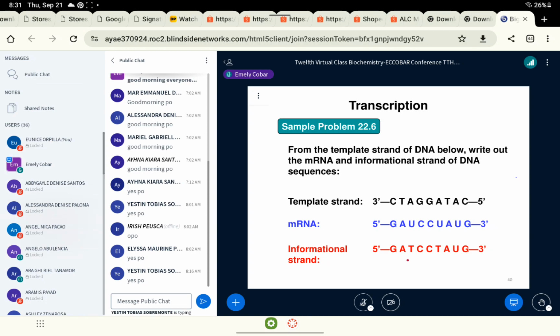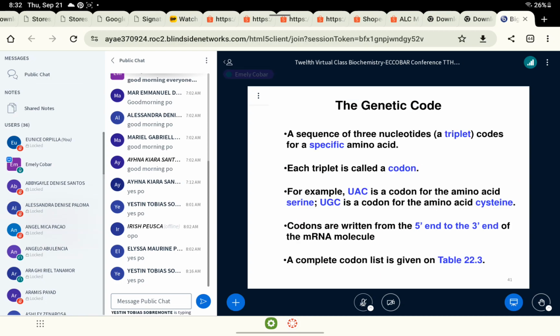Now, if we compare informational strand with mRNA, they have the same base pairs except that kung U sa RNA, T naman 'yon sa informational strand. Do'n lang sila magkakaiba. Okay? Am I clear, class? Hello? Kaya pa ba? Kaya pa ba? It's 8:32.